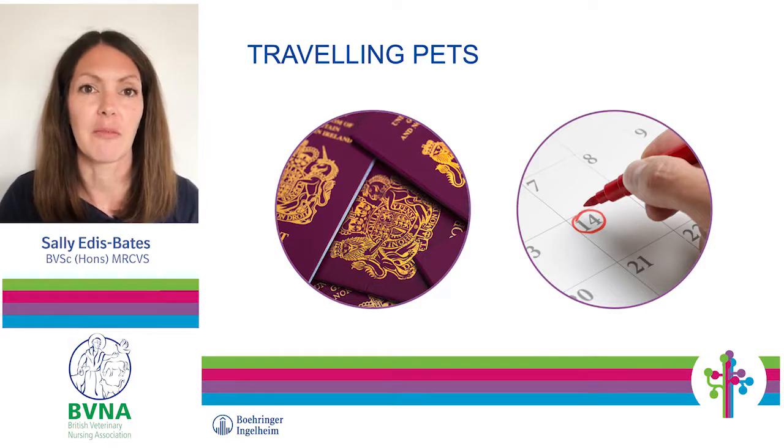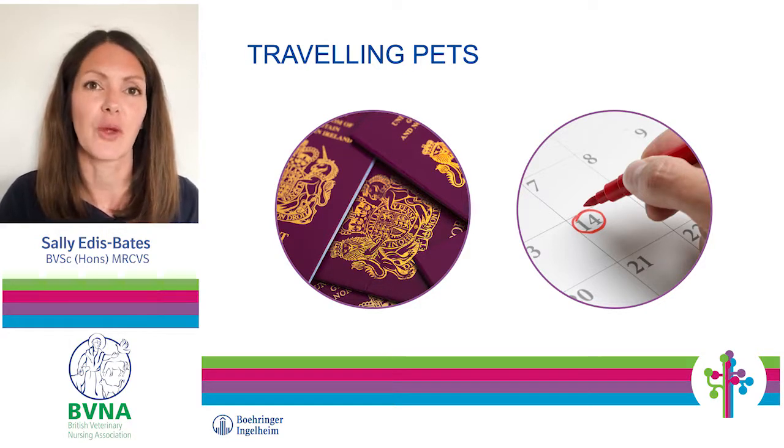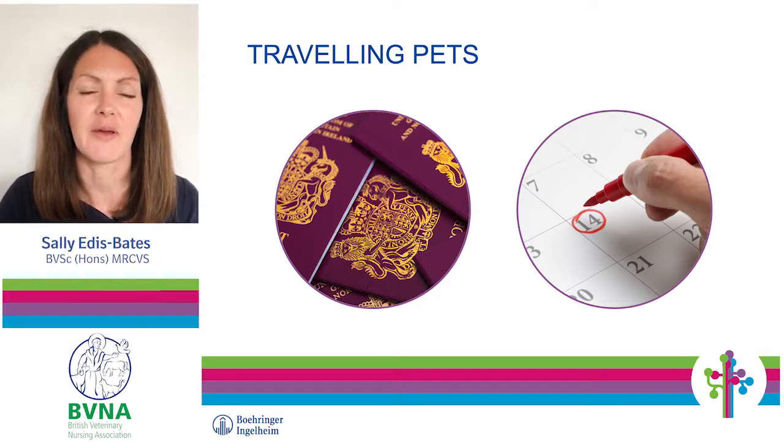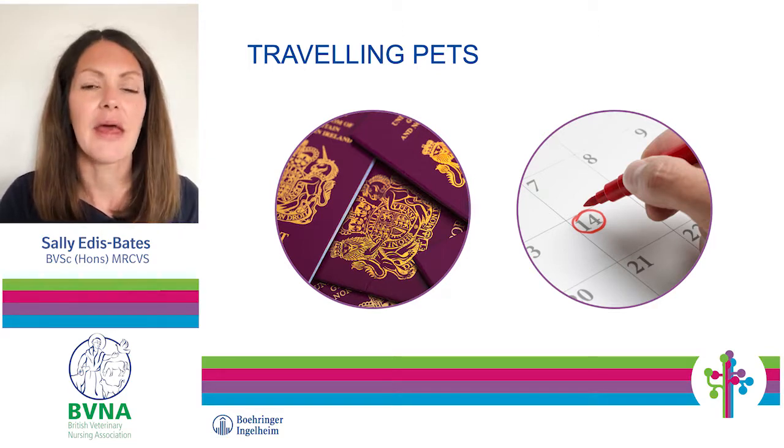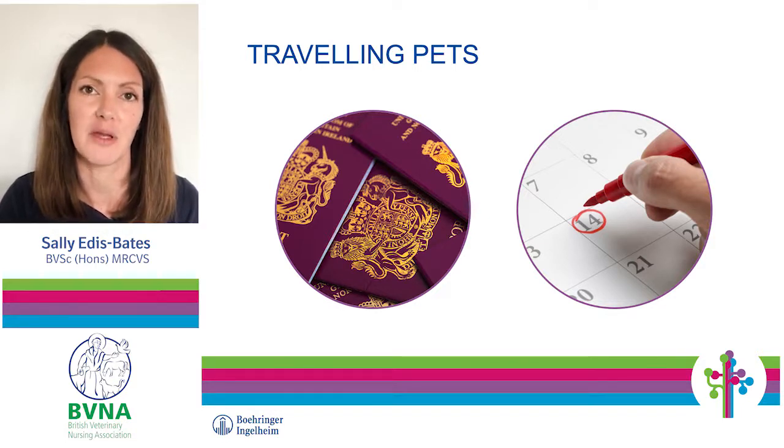If owners are travelling abroad to Europe, then don't forget to mention Echinococcus multilocularis. If they're travelling to an endemic area, they should be treating their pets with praziquantel every month. And all dogs and cats should be treated with a compulsory tapeworm treatment before returning to the UK.